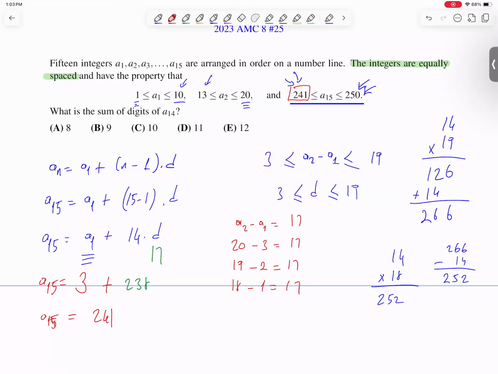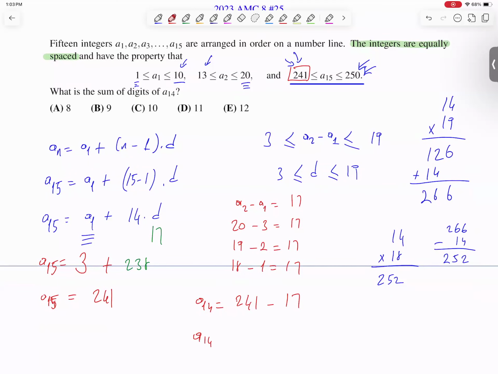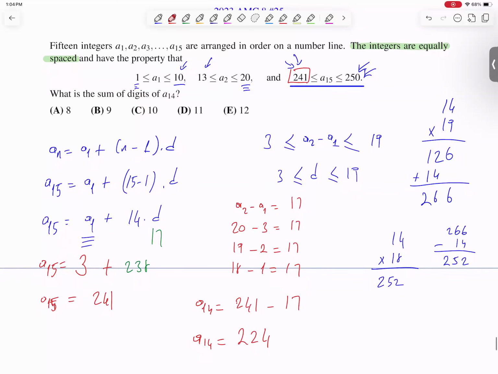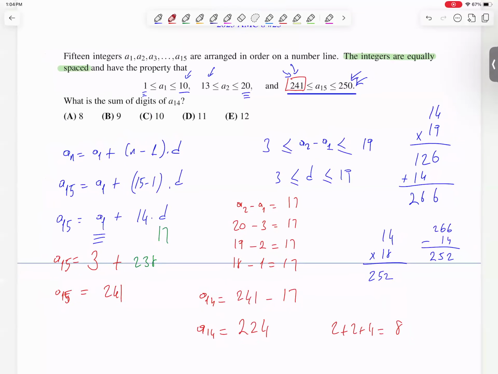We are looking for the 14th term. The 14th term is equal to the 15th term, 241, minus the constant difference, 17. Then the 14th term is 224. What is the sum of the digits of the 14th term? 2 plus 2 plus 4 is 8, the sum of the digits. The answer is option A for this problem.